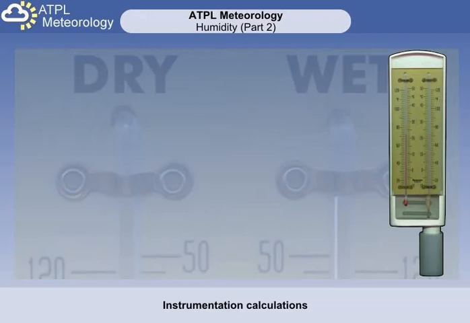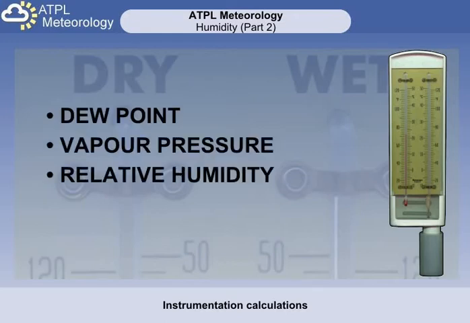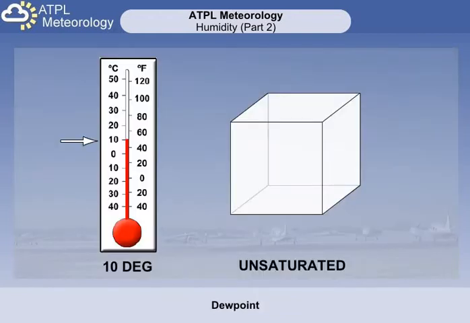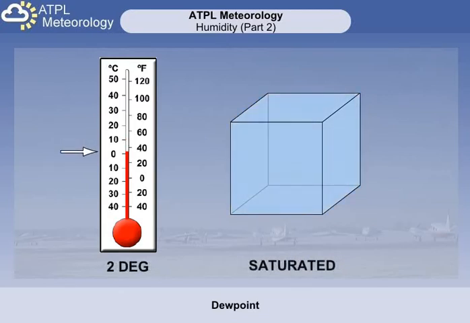From these two readings, many values can be calculated, including the dew point, vapor pressure, relative humidity, and humidity mixing ratio. We shall now look at this in a bit more detail. The dew point of the air is the temperature to which air must be cooled at constant pressure to reach saturation. Do not confuse this with the wet bulb temperature. They are different things. The dew point of the air will only change if the amount of water vapor in the air changes.